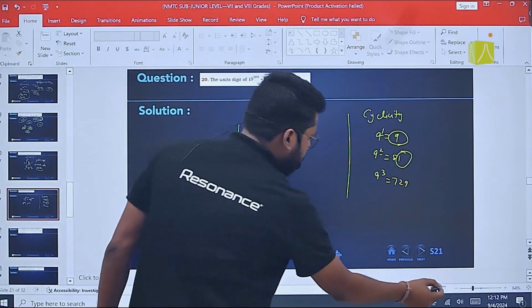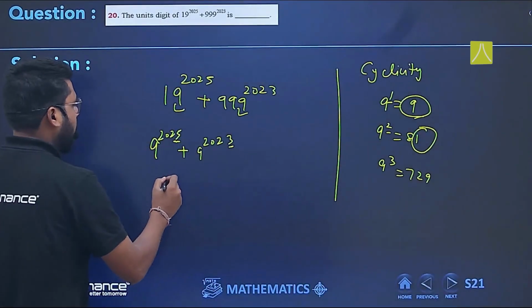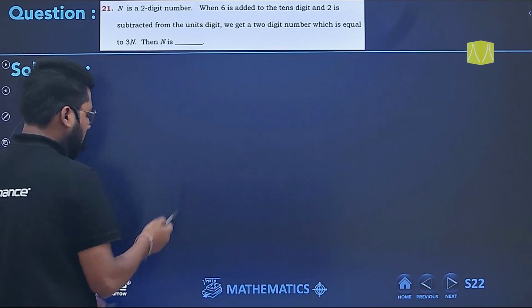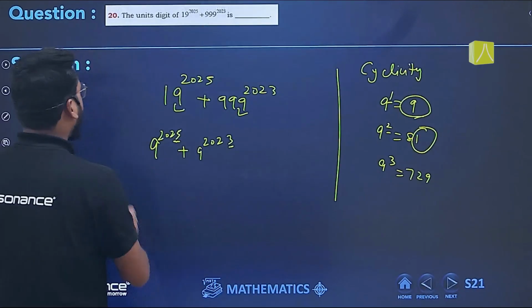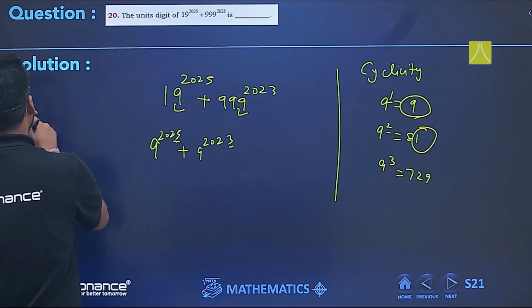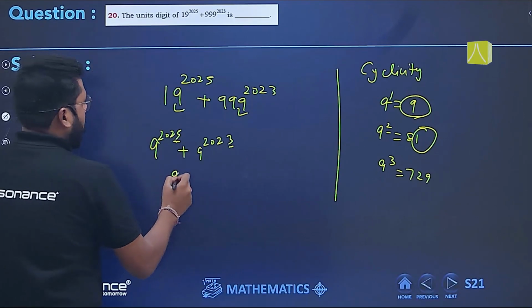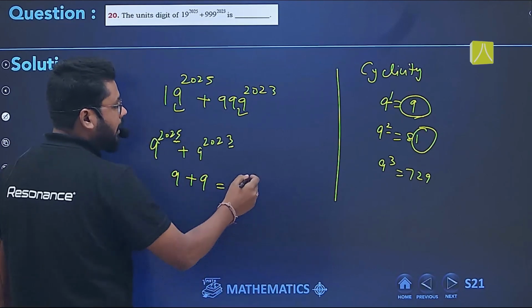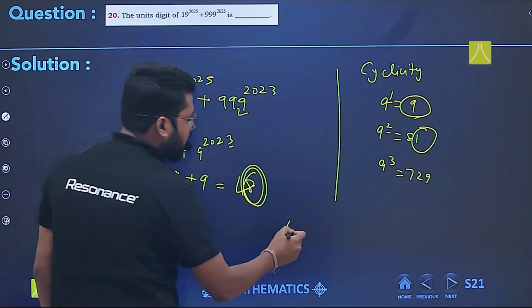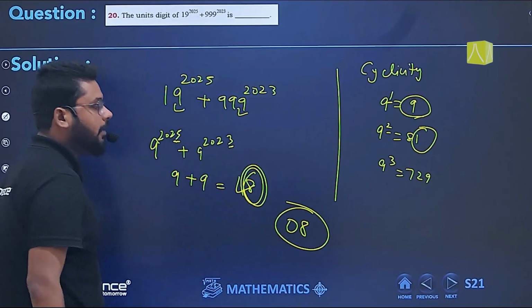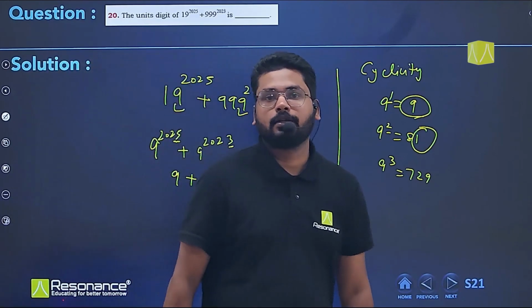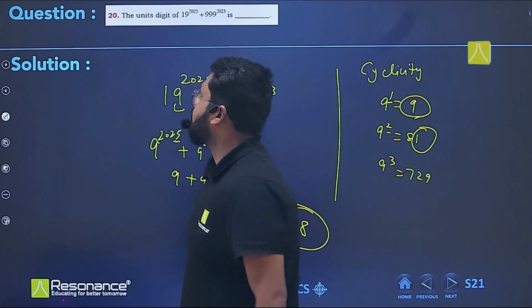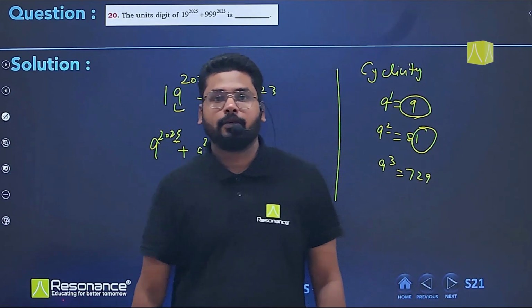So it will be 9 plus 9, that is 18. But the unit digit is 8 only. So your answer is 8. So the answer for question number 20 is 8.